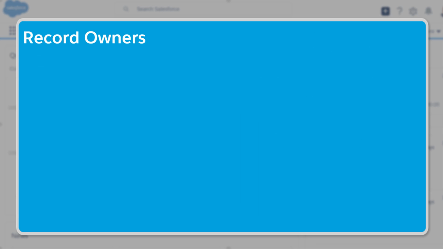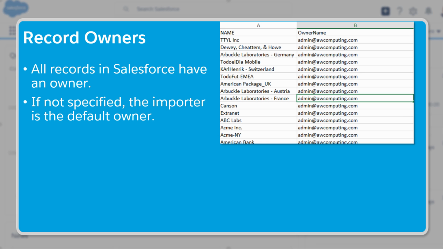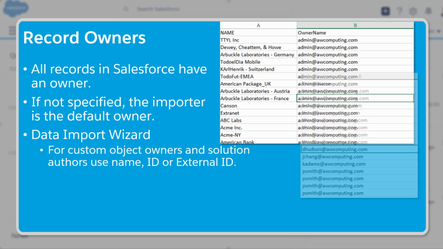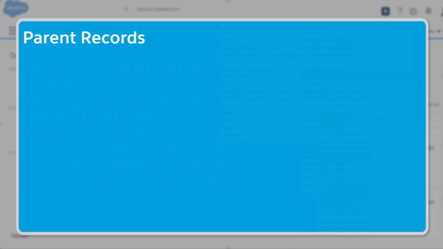All records in Salesforce have an owner. This owner must be specified in your import files. If this field is left blank or the column is omitted, then the user doing the import becomes the default owner. The Data Import Wizard allows many options. For custom object owners or solution authors, you can use name, ID, or an external ID. For all other objects, name or ID works. Even within the same CSV, some can be names and others can be IDs.